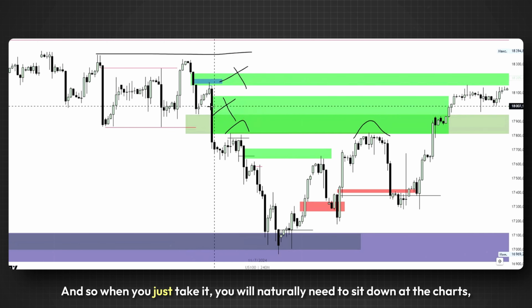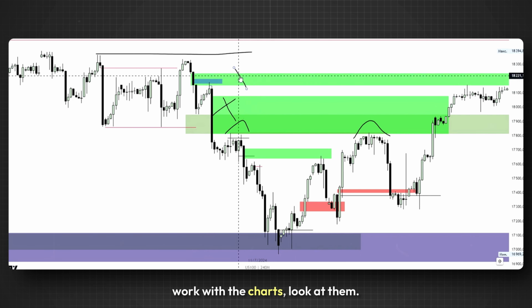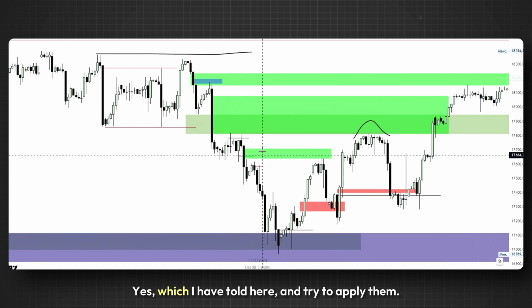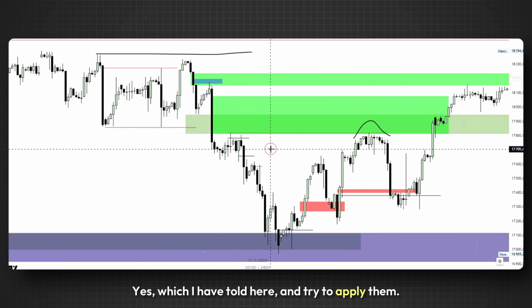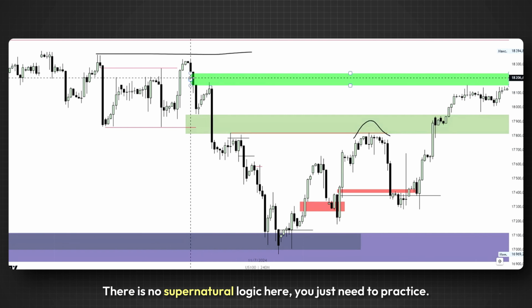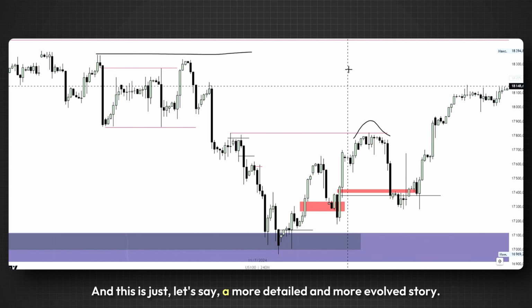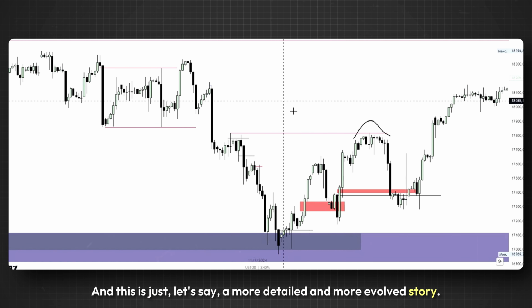And so when you take it, you will naturally need to sit down at the charts, work with the charts, look at them. Write out in a notebook some hooks, which I have told here, and try to apply them. There is no supernatural logic here. You just need to practice. And this is, let's say, a more detailed and more evolved story.